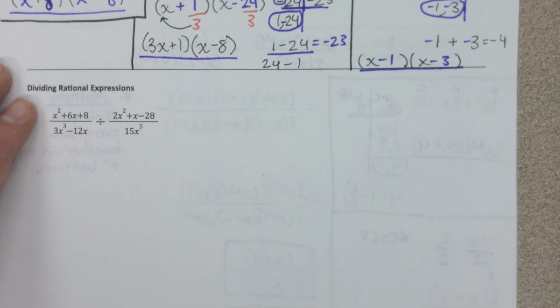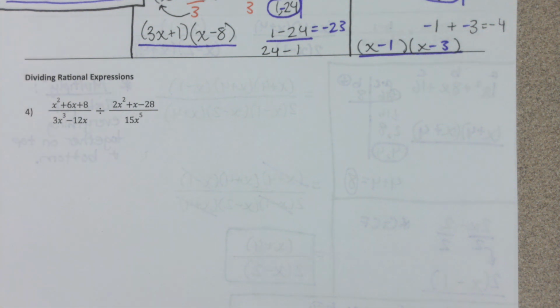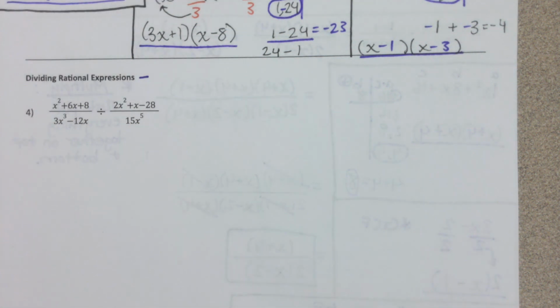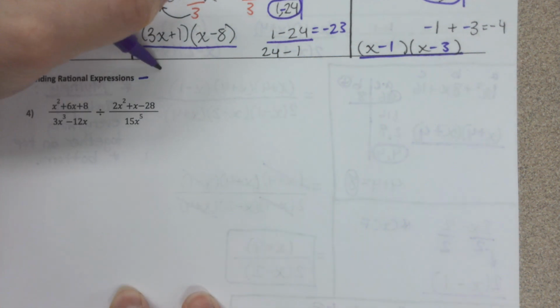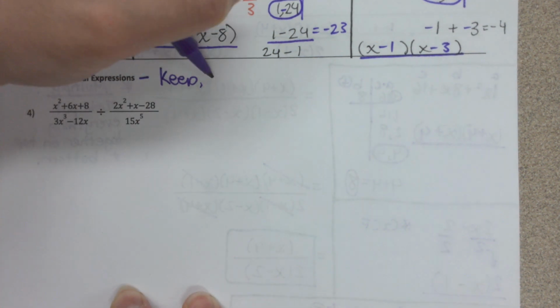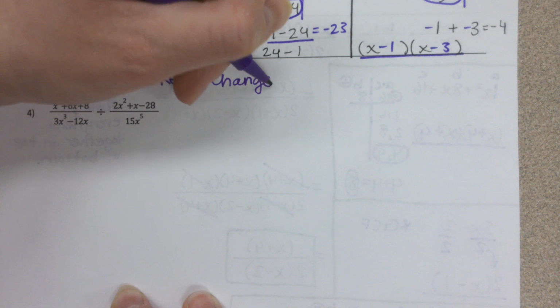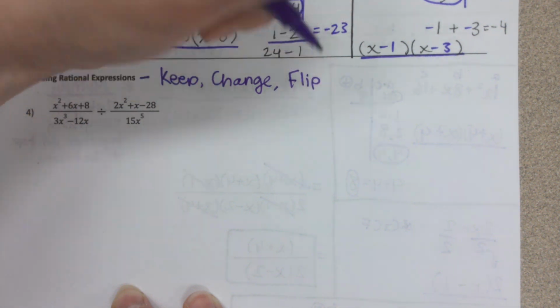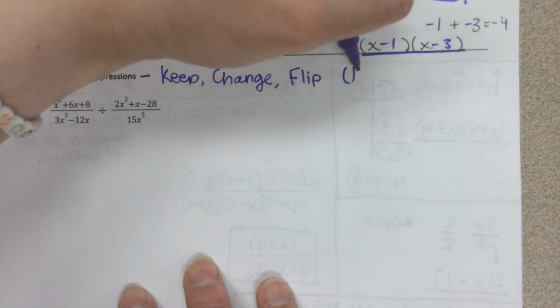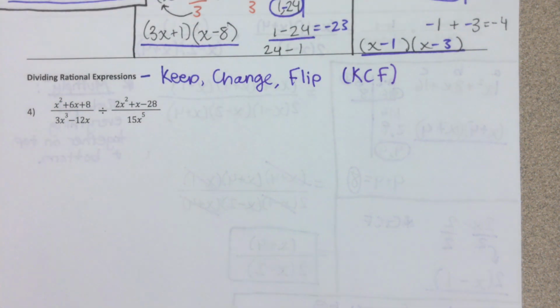Number 4, dividing rational expressions. The rules for dividing fractions. 3 words. Does anyone remember them? Hardy? Yes. Keep, change, flip. Which I'll refer to as KCF. Not KFC, but KCF. Keep, change, flip. That's how we divide.